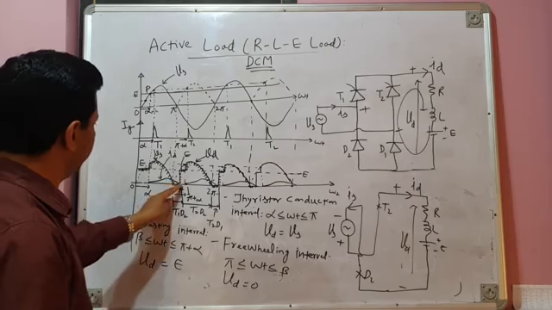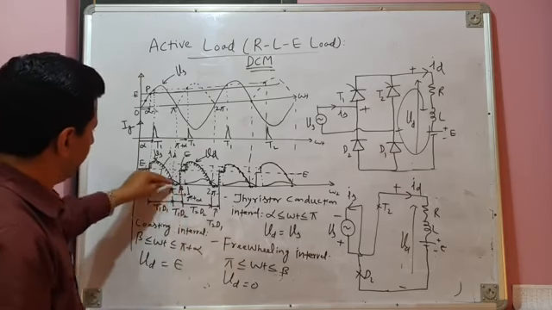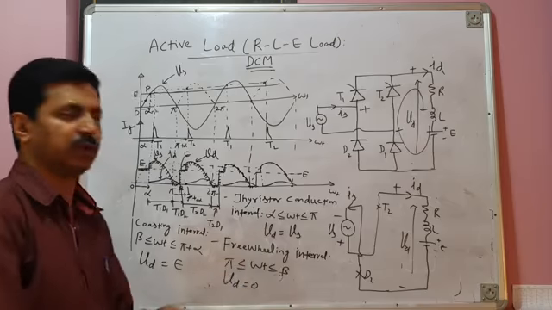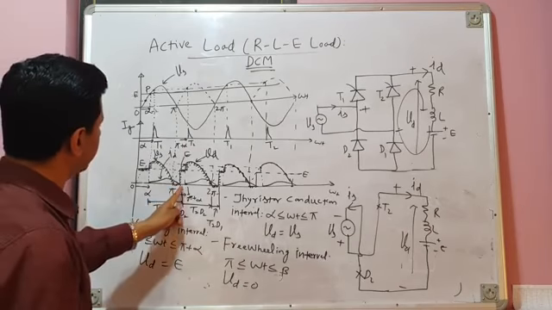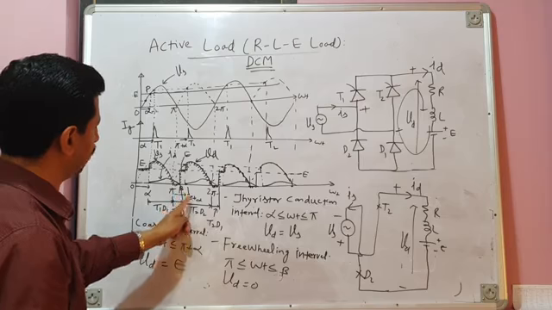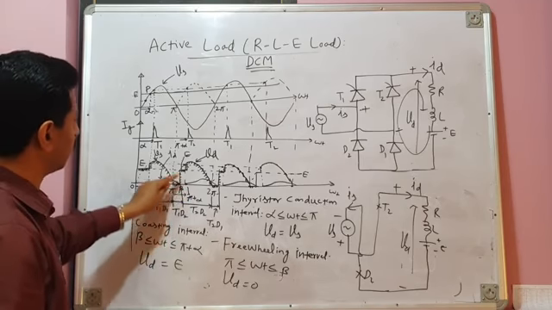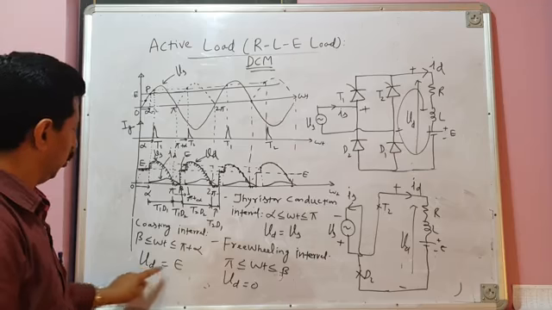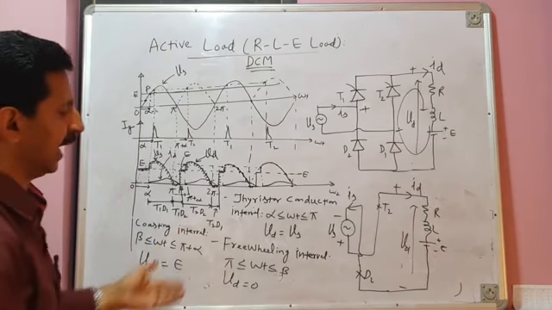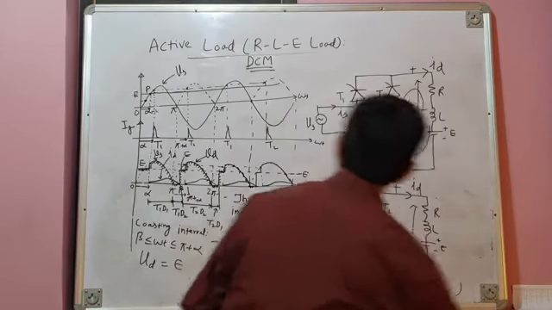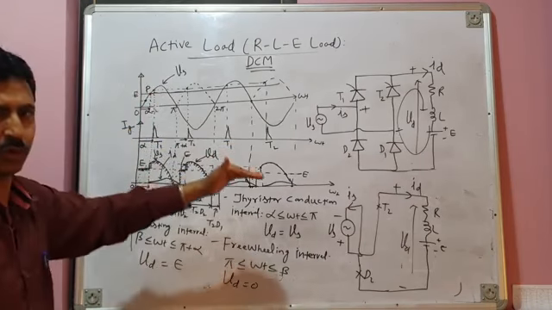The second interval is the freewheeling interval, from pi to beta, and during this interval the load voltage is equal to 0. And the third interval is from beta to pi plus alpha, the next instant of firing, and during this interval your load voltage is equal to E. So this is the analysis of what happens in discontinuous conduction mode of operation.